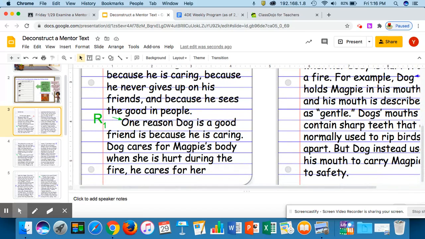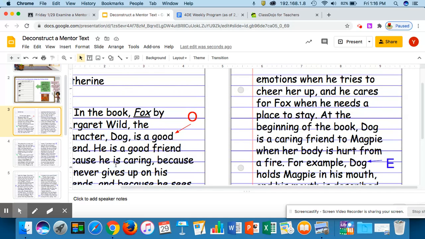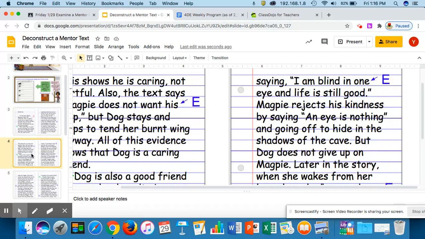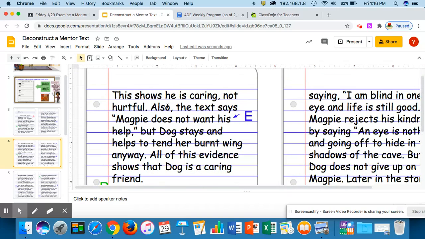The first one she uses is one reason. That's a transition phrase. She also uses, for example. I'm going to leave the reason and example ones because maybe you want to use that later. Hint, hint. All right. So I could say also, or this shows, okay, these are transition phrases.